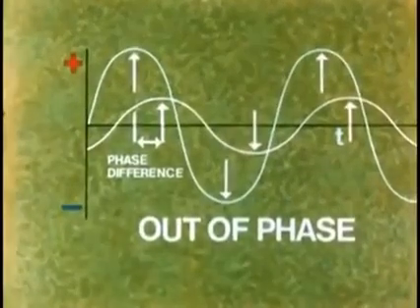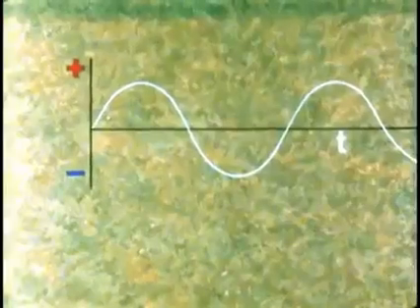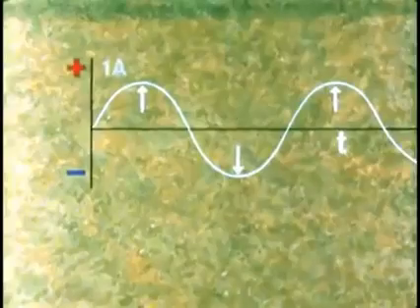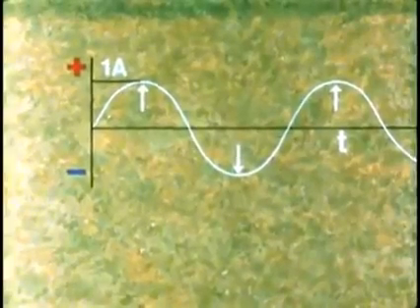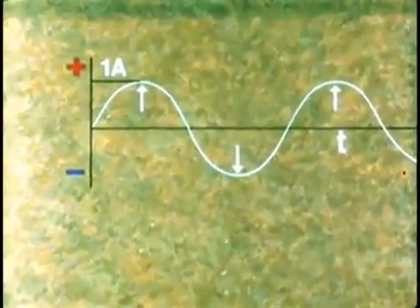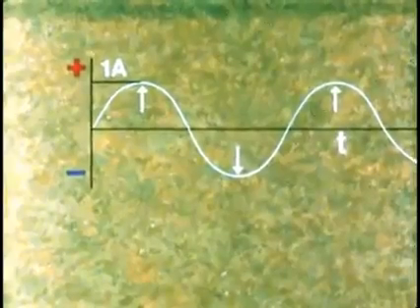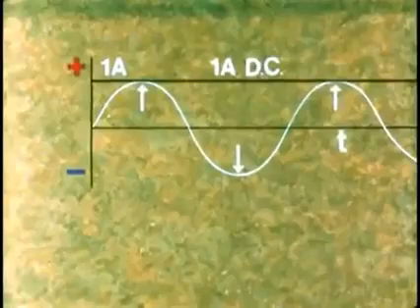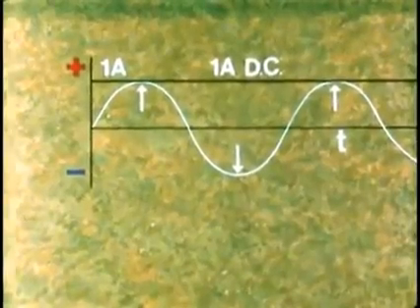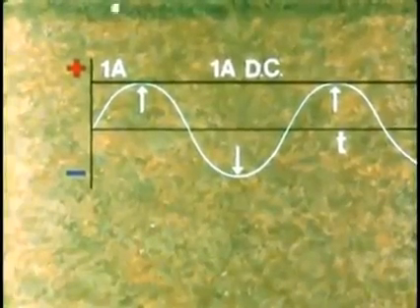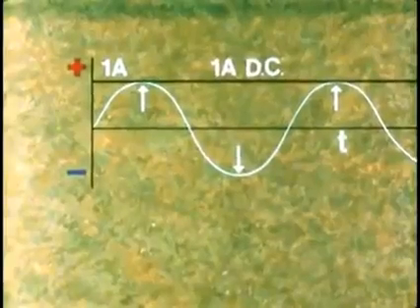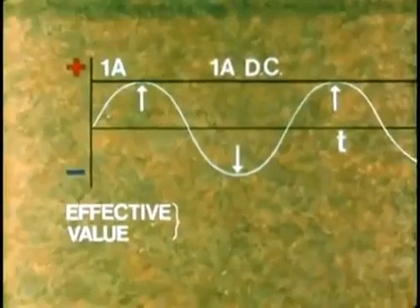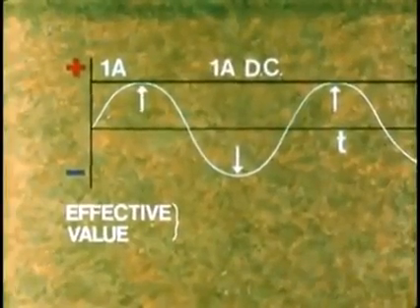There's one final thing we must know about AC. Suppose the peak value of this AC is 1 amp. It is only 1 amp at 2 instants during the cycle. So it will not provide as much power as a direct current of 1 amp, which is at 1 amp all the time. Although the peak value of the AC is 1 amp, its effective value is considerably less than 1 amp.